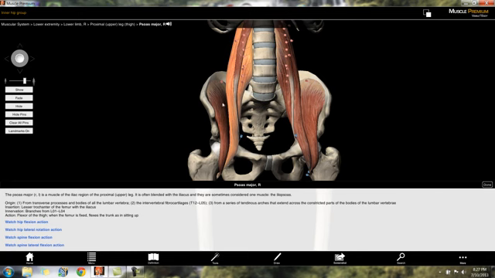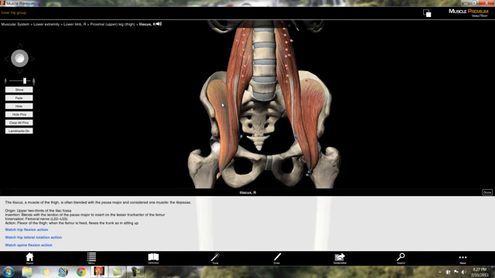Its partner muscle is the iliacus, and the iliacus originates on the upper two-thirds of the iliac fossa, and courses down anteriorly and attaches in the same spot on the lesser trochanter of the femur, innervated by L2, L3, and it's primarily responsible for hip flexion, so bringing the femur up.